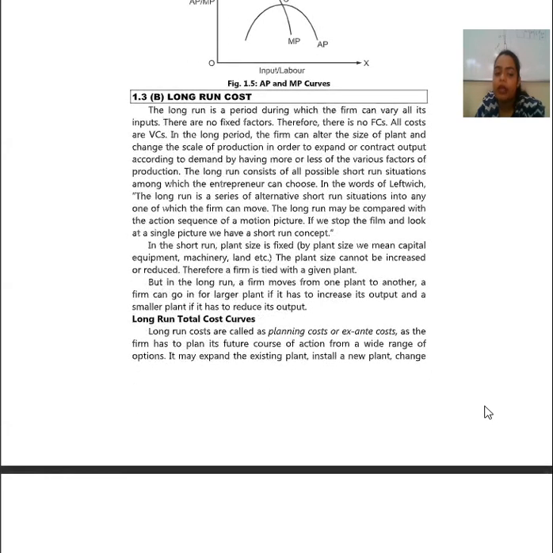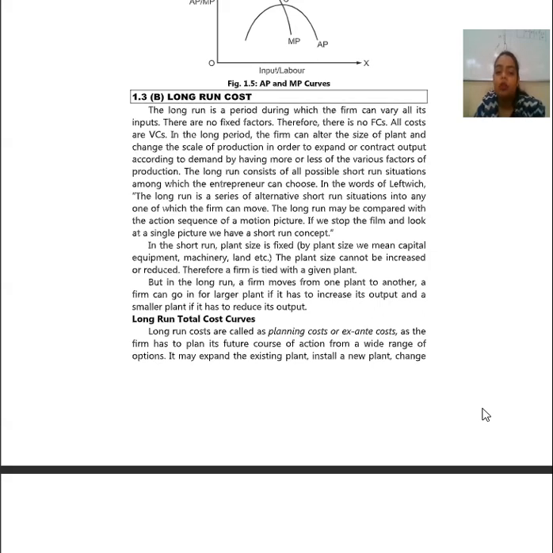Now let us study about the long run cost. Now what is long run cost? The long run is a period during which the firm can vary all its inputs. There are no fixed factors, therefore there is no fixed cost. All costs are variable costs.